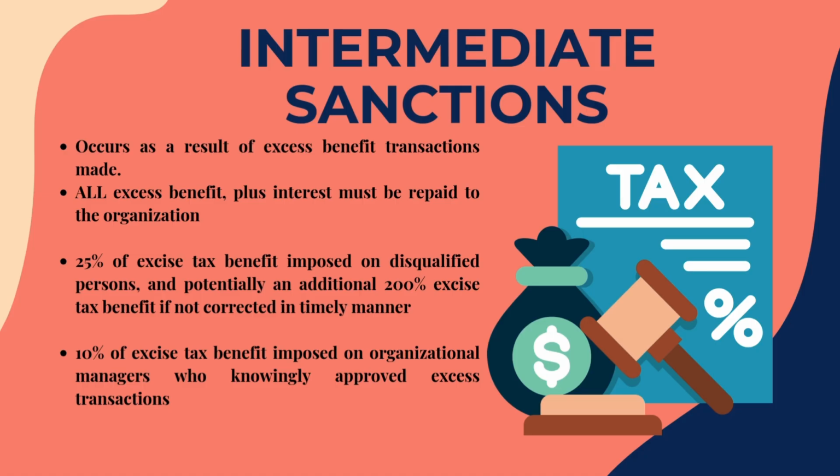Intermediate sanctions occur because of excess benefit transactions made by disqualified persons. These are transactions where an organization pays more or receives less than fair market value. All excess benefit plus interest must be repaid to the organization. As part of intermediate sanctions, the IRS will issue a penalty in which 25% of tax benefit will be imposed on disqualified persons and potentially an additional 200% excise tax if not corrected in a timely manner. Additionally, a 10% excise tax benefit will be imposed on organizational managers who knowingly approved excess transactions.